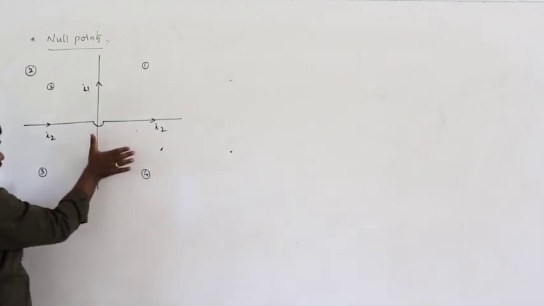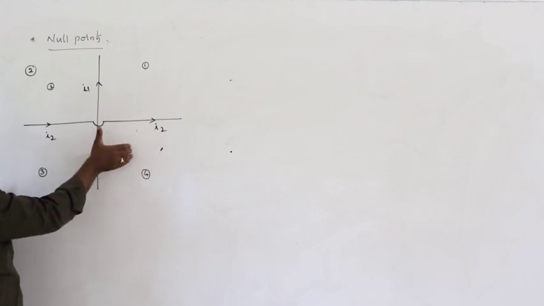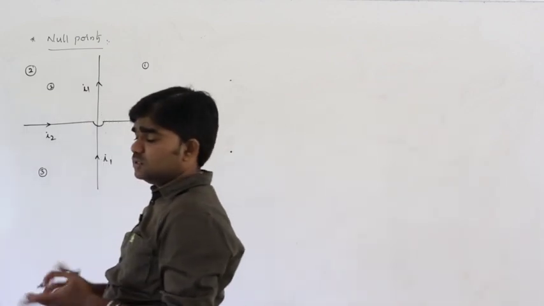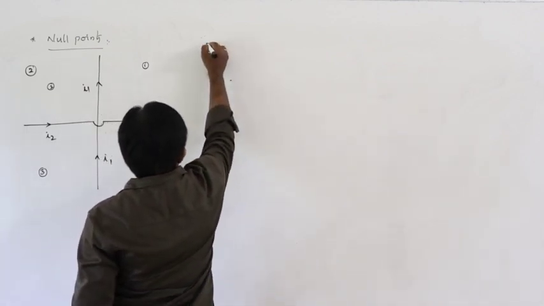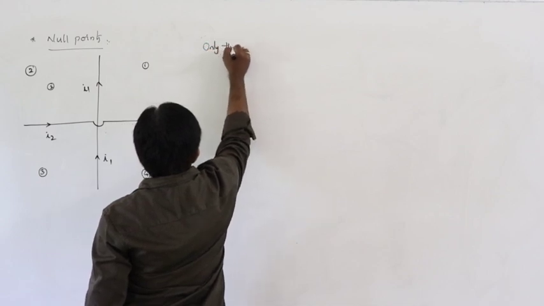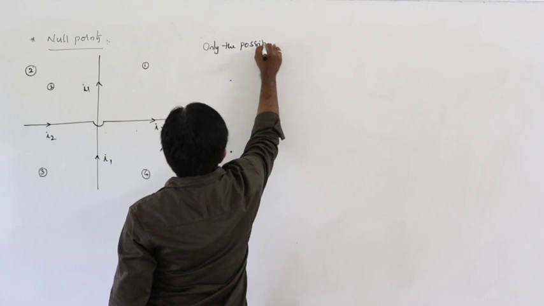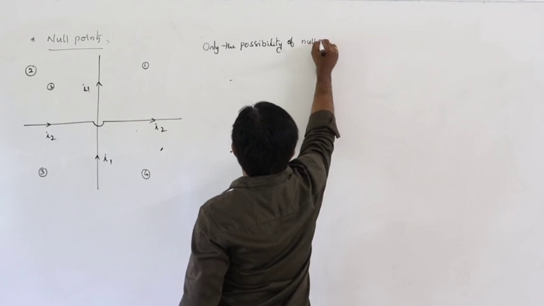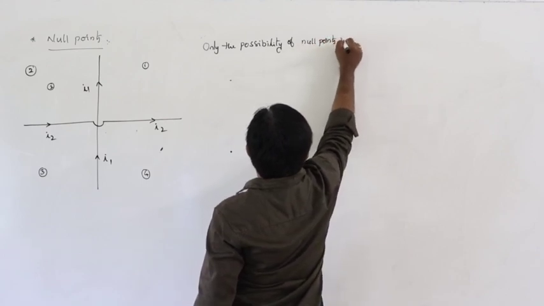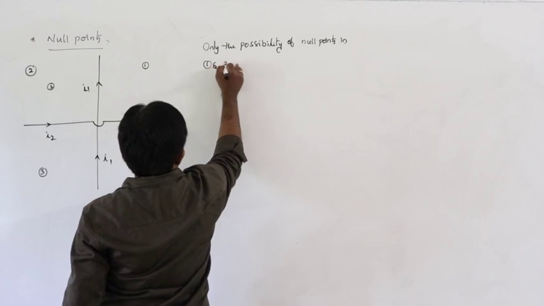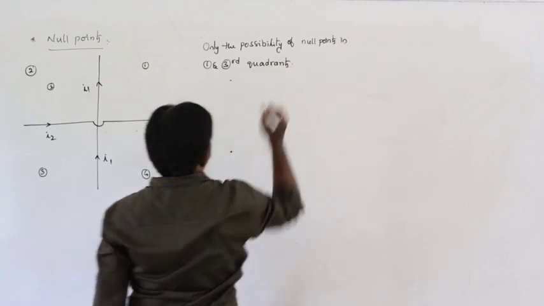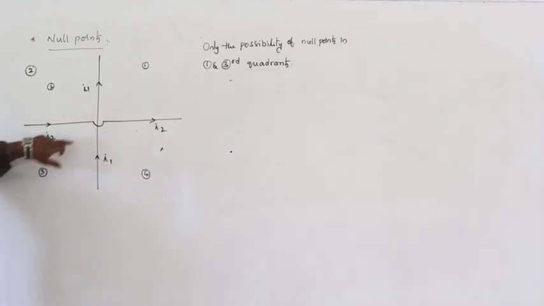Next, come to the fourth quadrant here. Due to I1, the direction of the magnetic field is inwards, and due to I2 also, the direction of the magnetic field is inwards. So there is no possibility. So here the possibility of null points exists only in the first and third quadrants.